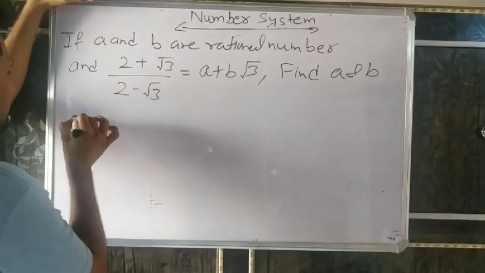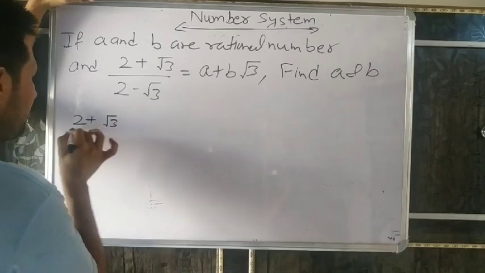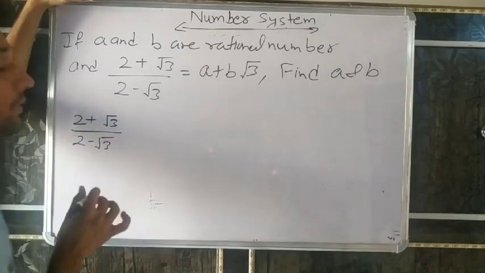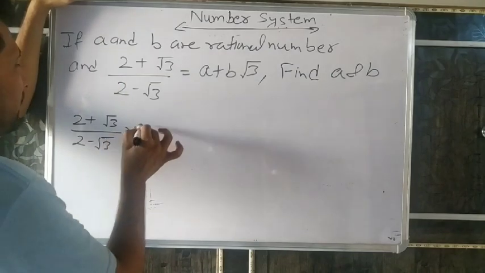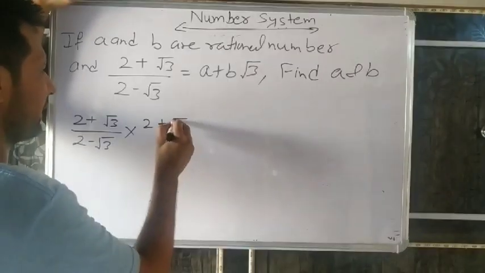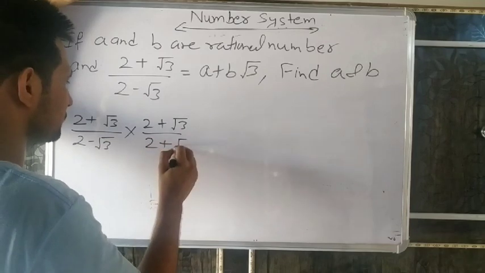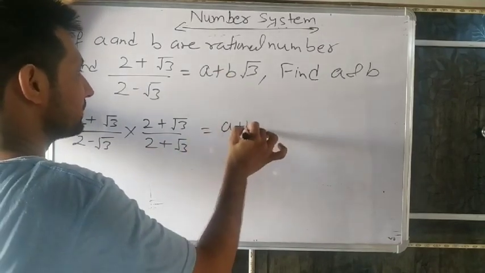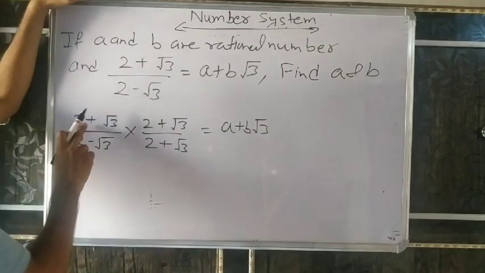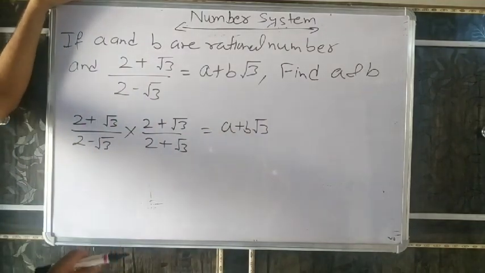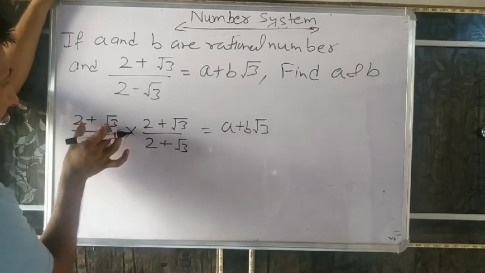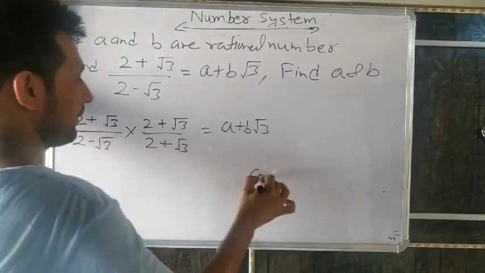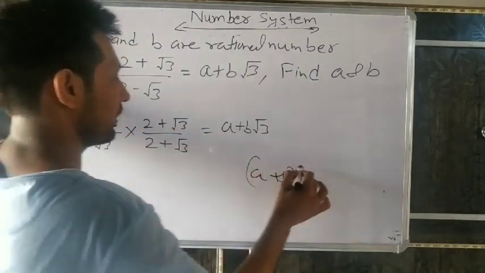First, look: (2 plus root 3) divided by (2 minus root 3). Always remember, whenever a square root is given in the denominator, rationalize the denominator. Only change the sign of the denominator and write 2 plus root 3, and the numerator same as it is, equal to A plus B root 3. Now what is the formula for (A plus B) whole square?